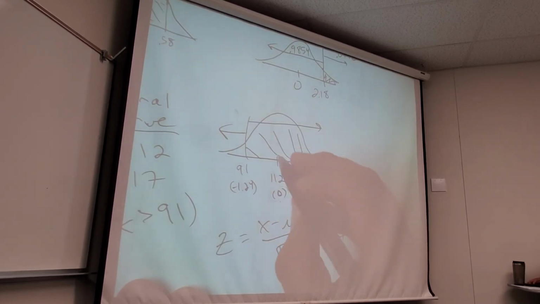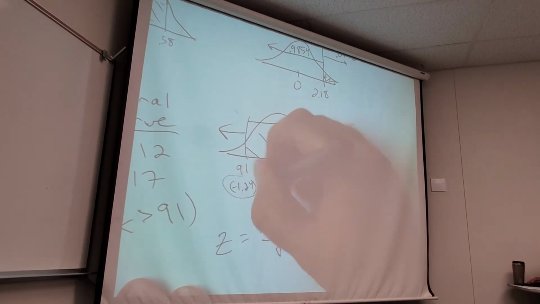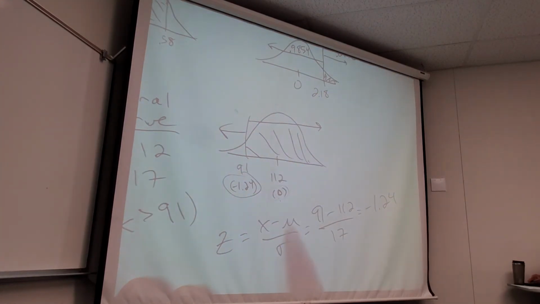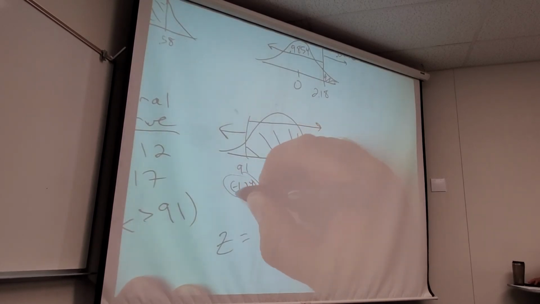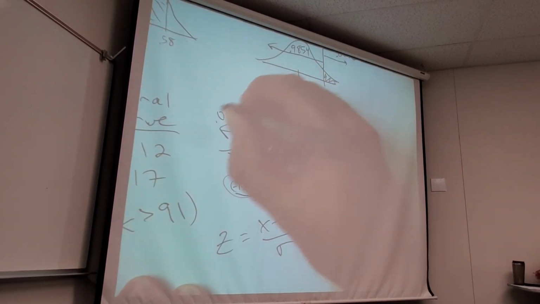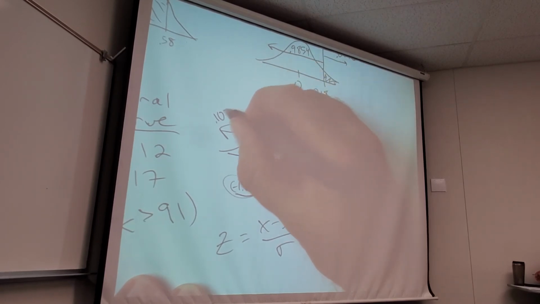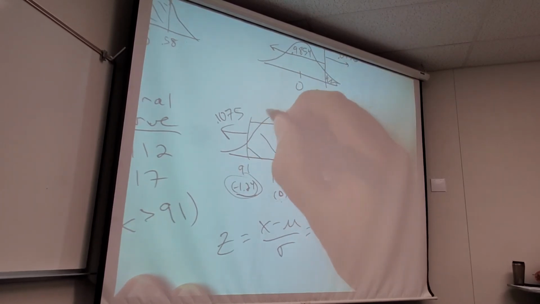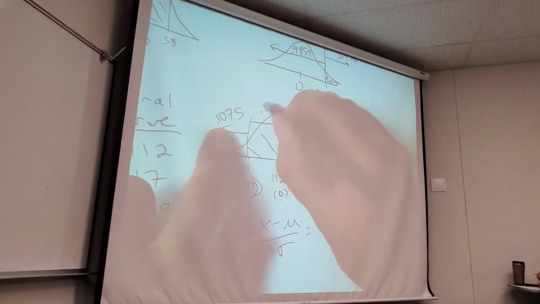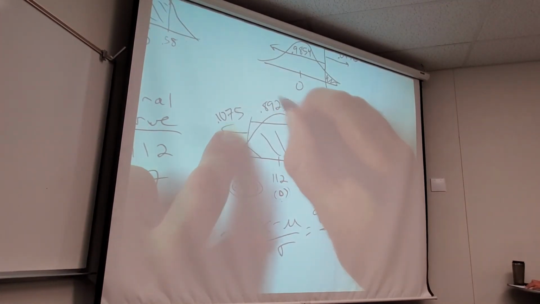No, to the left is below. The chart will always tell you the area below what you looked up. So where's the area below what I looked up? Right there. 0.1075? Yes. Okay. So what's this side? 0.8925.